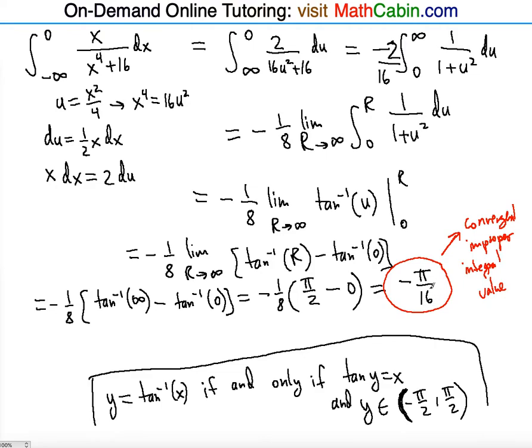Well, it happens when most of the area is below the x-axis, right? The curve represented by this function here, x over x to the fourth plus 16. If most of the area is underneath the x-axis, you will have a negative result. The area will be negative, right? So in this case, the convergent improper integral value is negative because most of the area falls under the x-axis. Okay, so don't be discouraged if you get a negative result. It doesn't mean it's wrong.